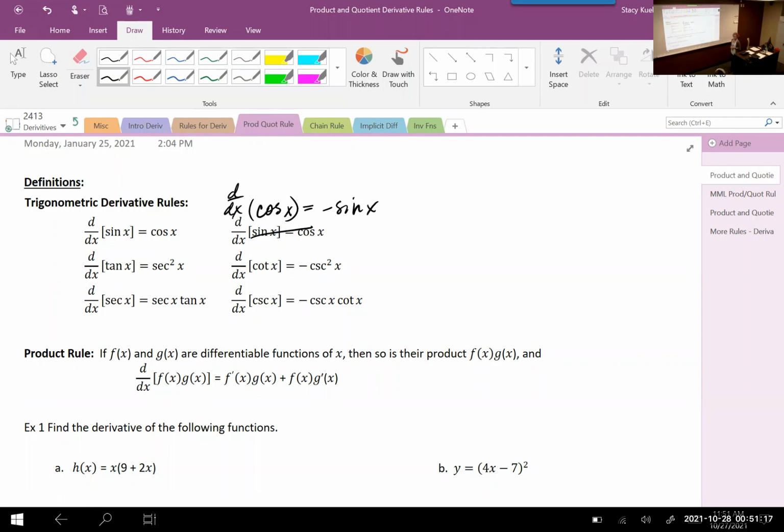Tangent would be secant squared. Remember, tangent and secant are related using the Pythagorean identity. And therefore, notice that the derivative of secant is secant x tan x. Maybe that'll help you remember those. Then you have that same kind of concept with cotangent. The derivative of cotangent is negative cosecant squared, and the derivative of cosecant is negative cosecant cotangent. Okay?